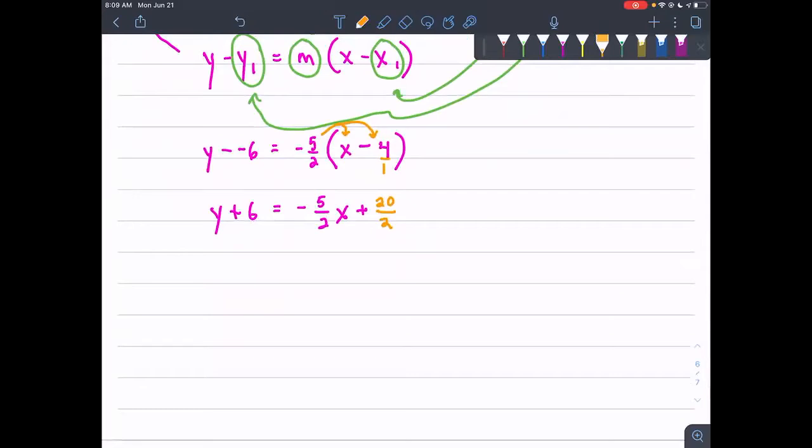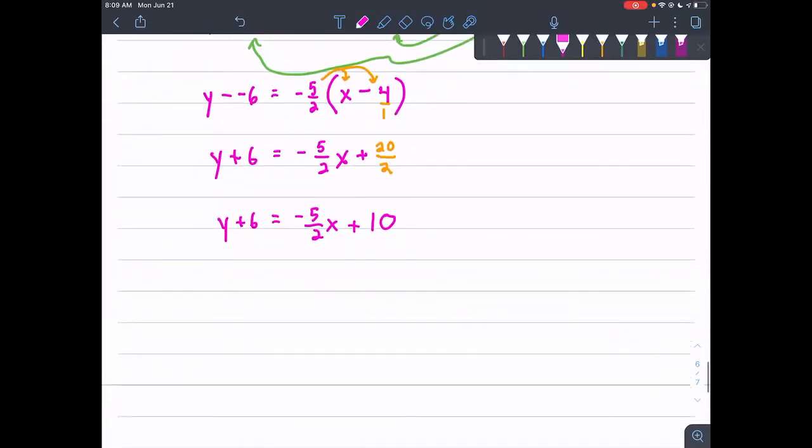Make sure you guys let me know if you have any questions on any of this. So I'm just going to do y plus 6 equals -5 over 2x. 20 over 2 is the same as 20 divided by 2. Twenty divided by 2 is just 10. And the last thing that we want to do is get that y by itself on the left. How do we do that? Subtract 6, and then that's the end of it. So those cancel out. We've got y equals -5 over 2x. 10 minus 6 is 4.